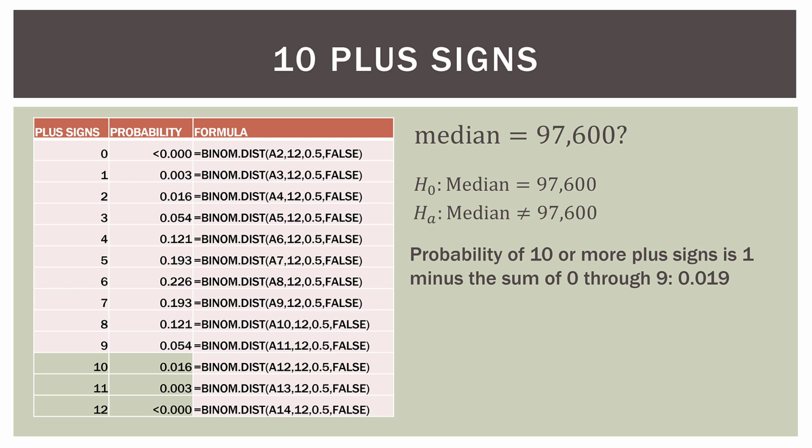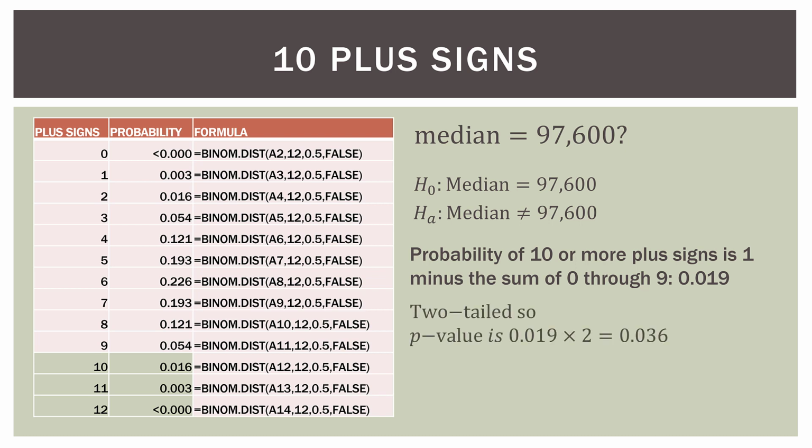We could just add up the 0.16, 0.003, and so on. Or we could take 1, which is the sum of the probabilities in this column, and then subtract the probabilities that go from 0 through 9. It doesn't matter. We could add up the 3 probabilities here at the bottom, or we could take 1 minus the first 9 plus signs there in the left-hand column.